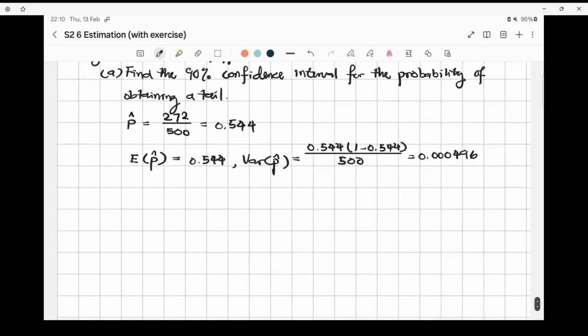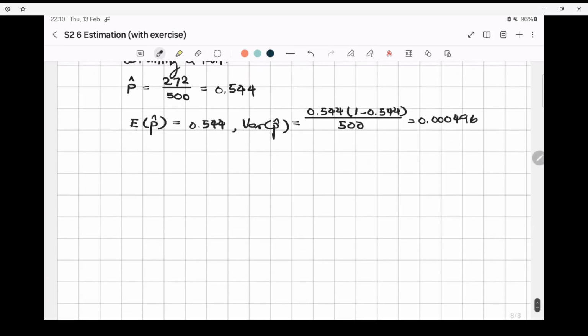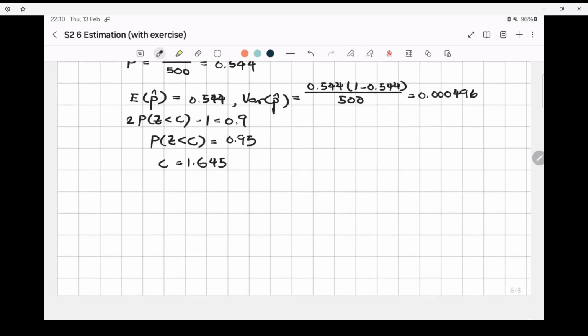So in this case, we are doing the same thing. This is 90% confidence interval. So we use 2 times P(z smaller than C) minus 1 equals to 0.9. So you simplify everything. This will be 0.95. And when you read from your table, that will be 1.645. So that is your C value.